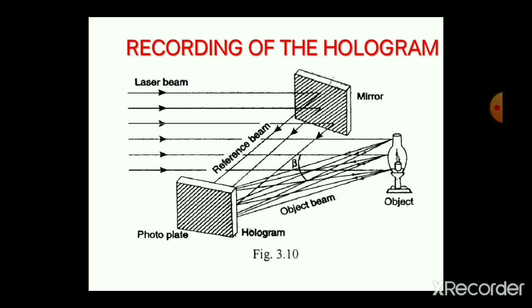The developed negative of these interference fringe pattern is a hologram. Thus, the hologram does not contain a distinct image of the object, but it carries a record of both the intensity and the relative phase of the light waves at each point.